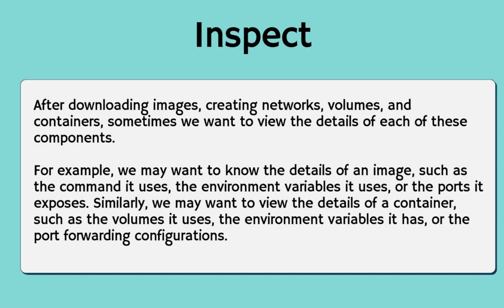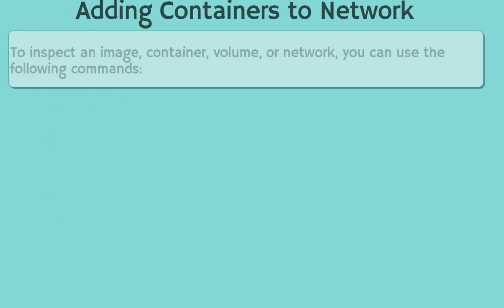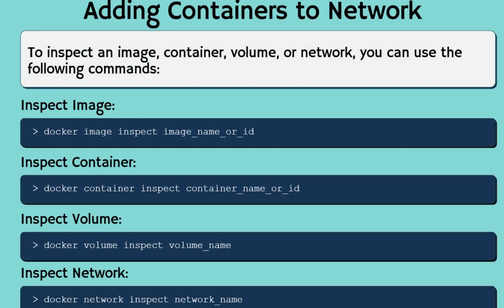After downloading images, creating networks, volumes, and containers, sometimes we want to view the details of each of these components. For example, we may want to know the details of an image, such as the command it uses, the environment variables it uses, or the ports it exposes. Similarly, we may want to view the details of a container, such as the volumes it uses, the environment variables it has, or the port forwarding configurations. To inspect an image, container, volume, or network, you can use the following commands.